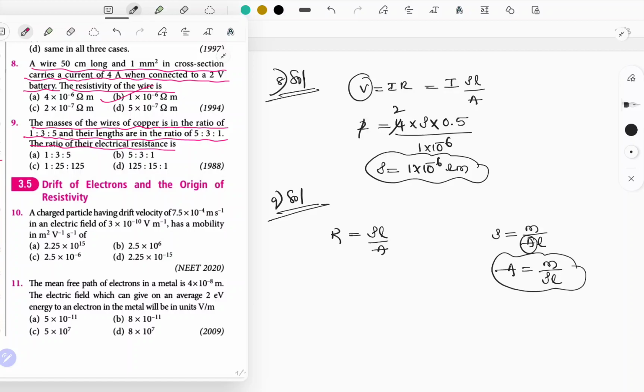Let me substitute it here. So then R is equal to, in place of area, why am I removing area? They didn't give any information about area. That's the reason I'm changing it. So rho L divided by m divided by rho times L. So R is equal to rho square L square by m, where rho is the resistivity of the material, which is constant, which does not change if you change the mass.